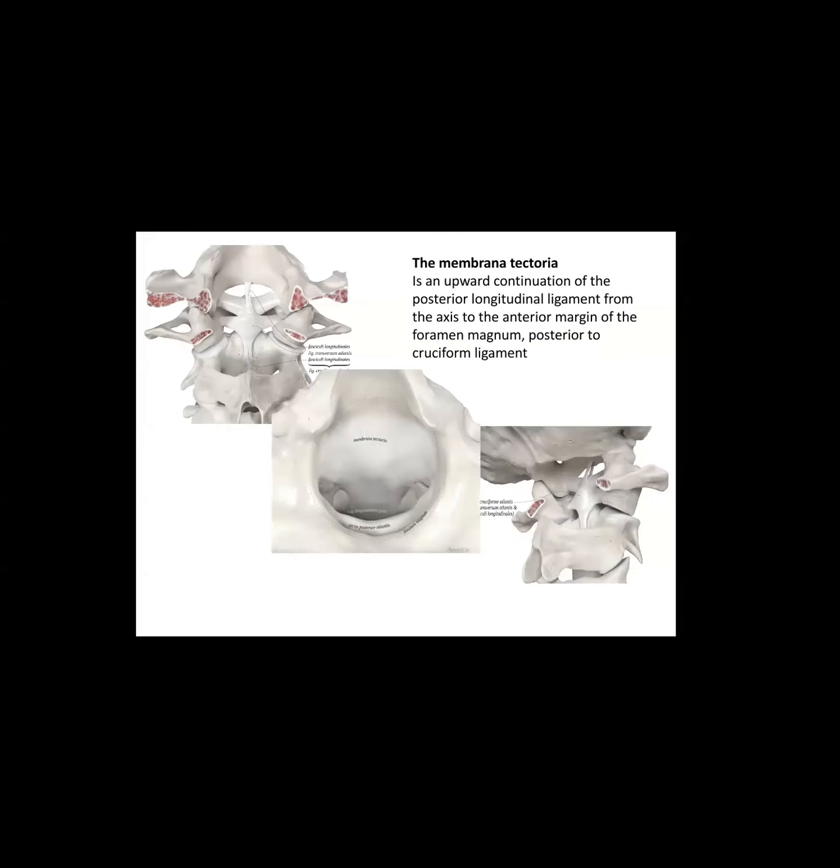Posterior to those ligaments, the membrana tectoria is an upward continuation of the posterior longitudinal ligament from the axis to the anterior margin of the foramen magnum, posterior to the cruciate ligament.